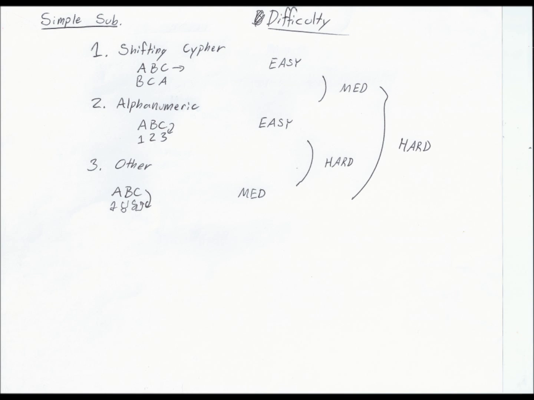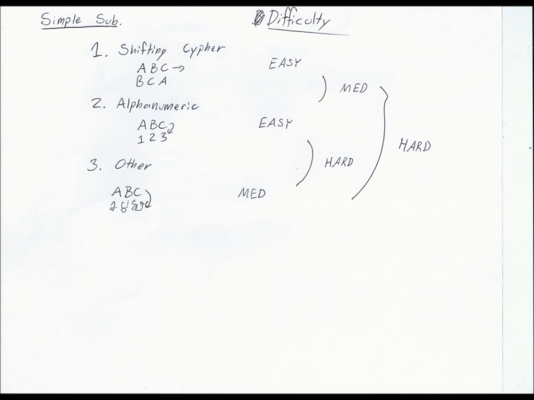So in simple substitution ciphers, there are 3 different kinds I'm going to be going over. There are shifting ciphers, where you shift the alphabet over a certain amount to make a new alphabet, and then first letter in that alphabet equals first letter in the other alphabet that has been shifted. So like A will equal B, B will equal C, or C will equal A.